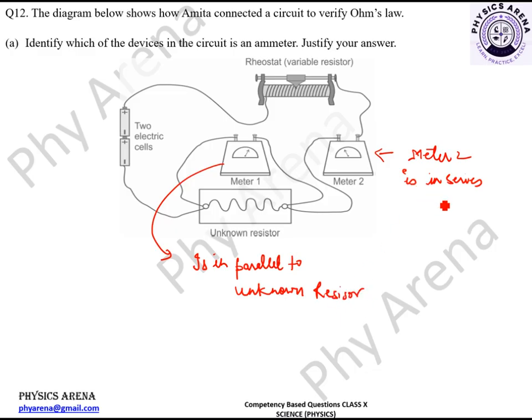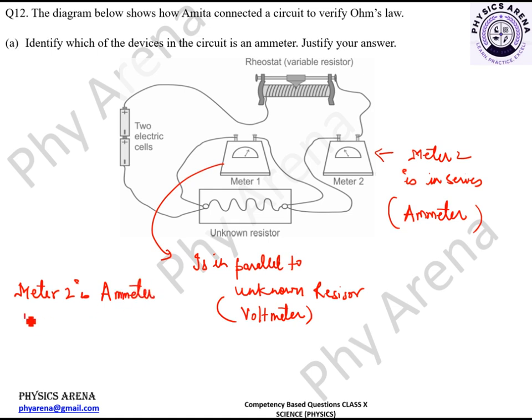We know that the meter which is connected in series is always an ammeter, and the meter which is connected in parallel is a voltmeter. So from these connections of the components that are given to us, we can say that meter 2 is the ammeter. And why so? Because it is connected in series in the circuit. So this is the answer for part A.